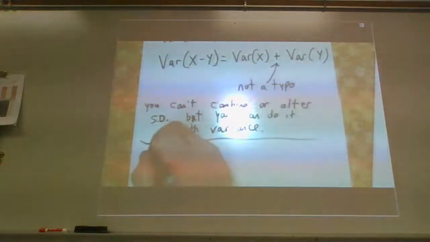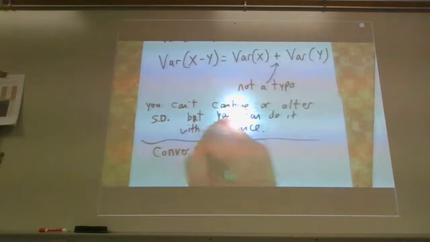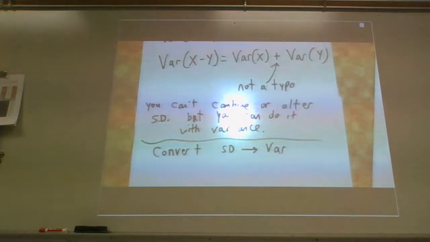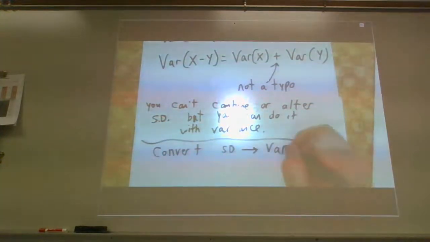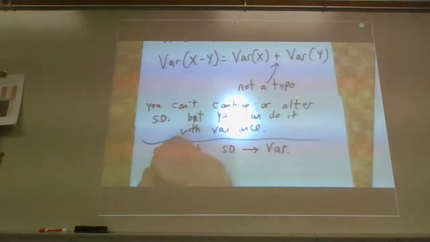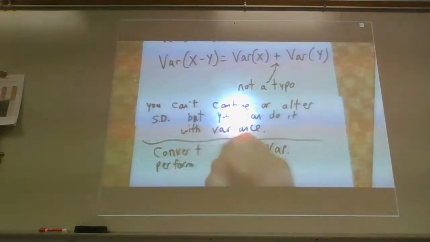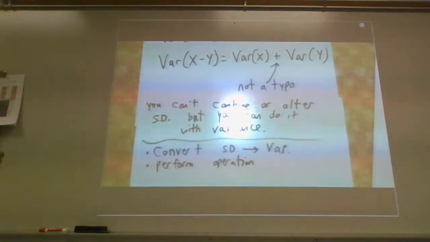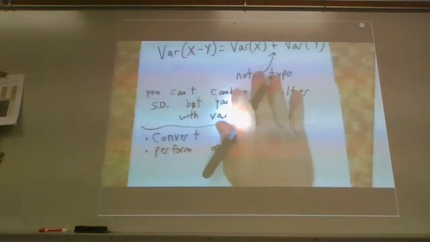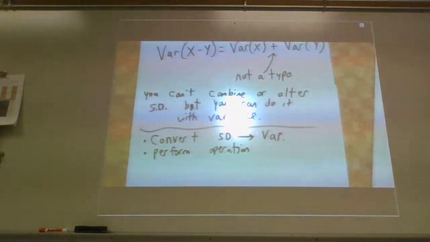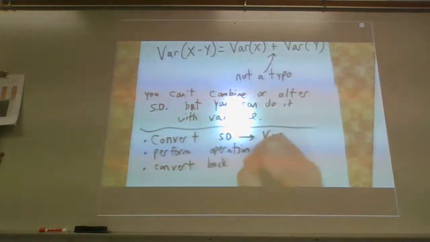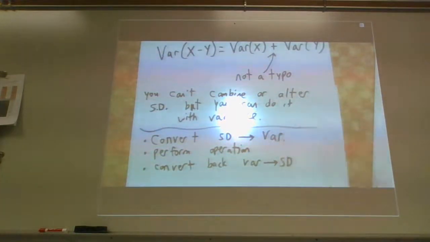And basically, as I verbalized, convert standard deviation to variance. The way we do that is you square standard deviation, and if you square standard deviation, you get variance. Then you perform the operation, whatever that operation ends up being. In this case, obviously addition here, but you're going to see that with other things as well, because we're going to be doing some multiplying a bit later on. And then you convert variance back to standard deviation.